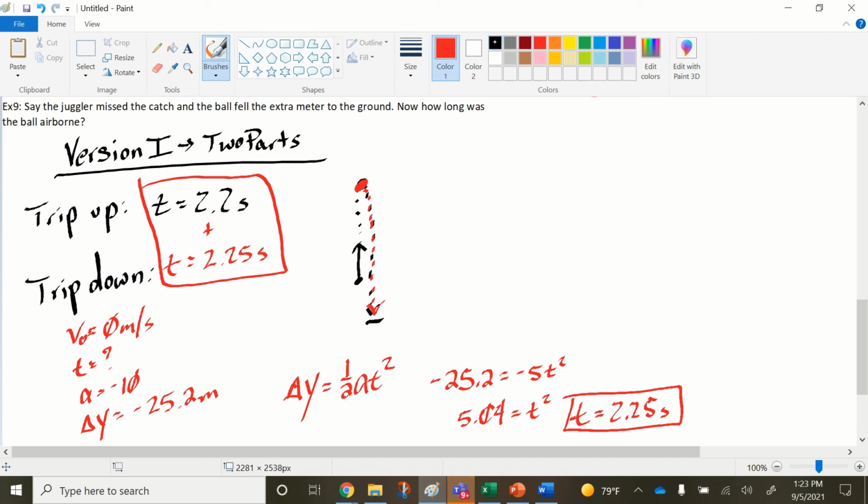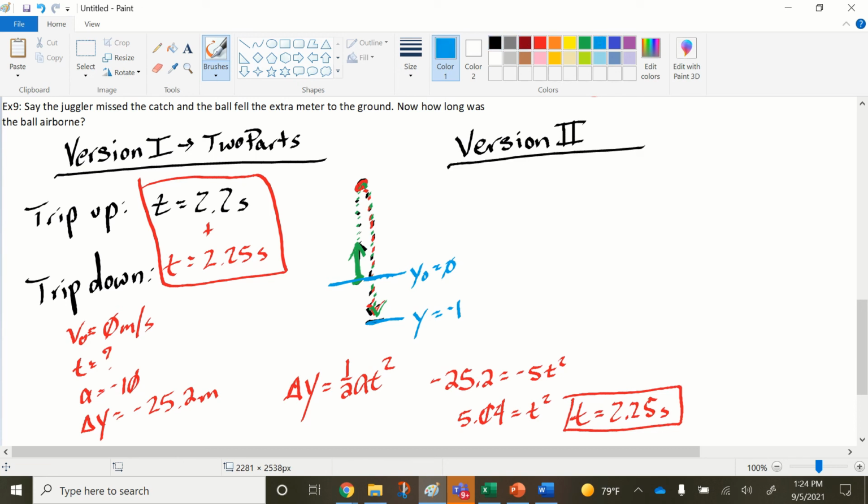The other way that you could do this, if you prefer doing this in one step, I'm going to make this green. You could treat the entire thing as one long problem, because it will go up, it will reach 0, turn around and come all the way back down. You can treat that position, your initial position, as 0, and you can treat this final position as negative 1. 1 meter below where you started.